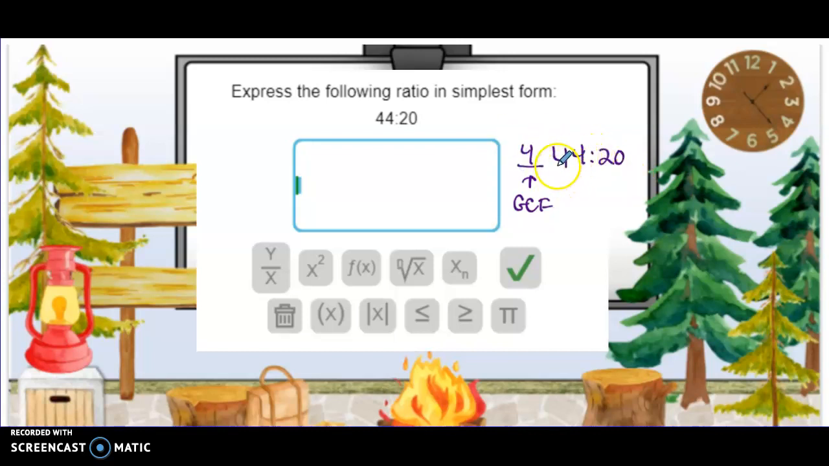So working from the inside out, dividing that out, 44 divided by 4 is 11. 20 divided by 4 is 5. And yep, the greatest common factor of 11 and 5 is 1. So 11 to 5 is my ratio in simplest form. You could also enter it like this, 11 to 5, as long as the order remains the same, so it matches up.